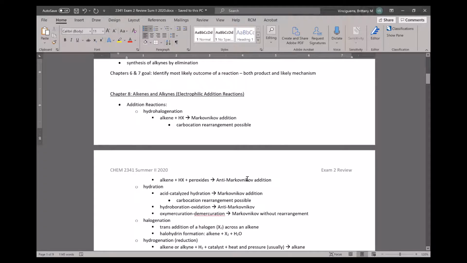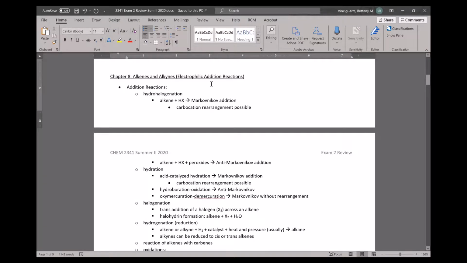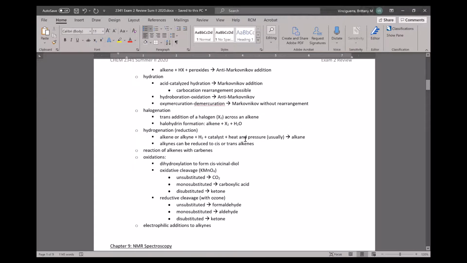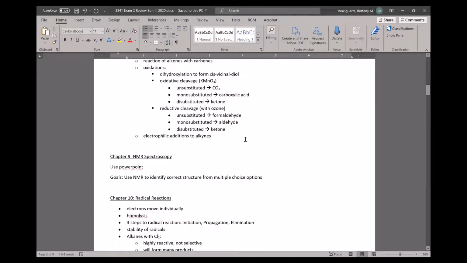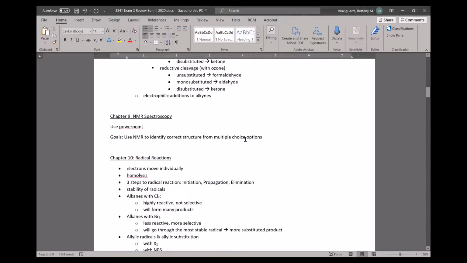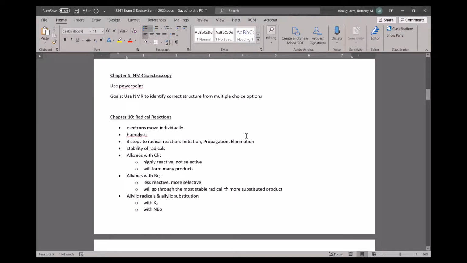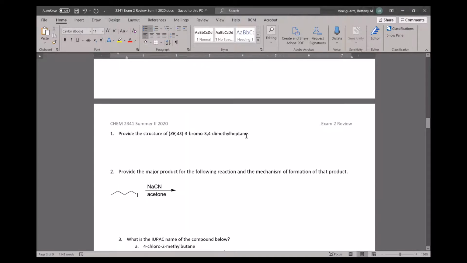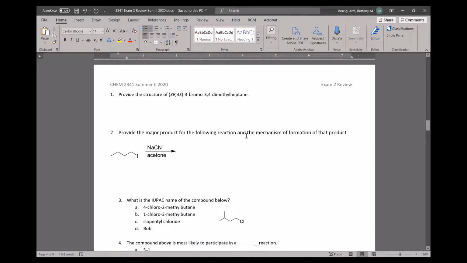Then I listed out the different reactions that you learned and some of the key features about them. Chapter 9 is NMR, so I suggest you go back to the PowerPoint and look at the images. Then chapter 10 summarized, and chapter 11, and then a whole ton of questions. Did anybody happen to look at this already, and do you have any specific questions you would like to go over?